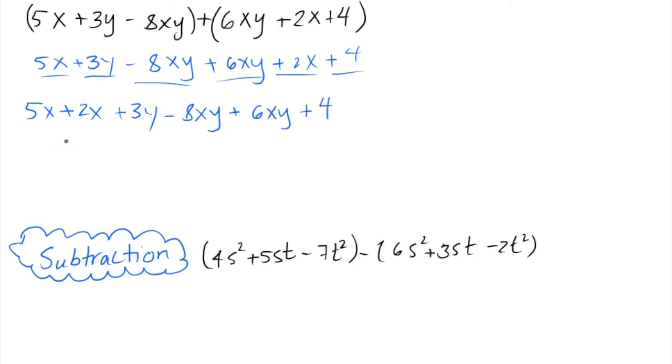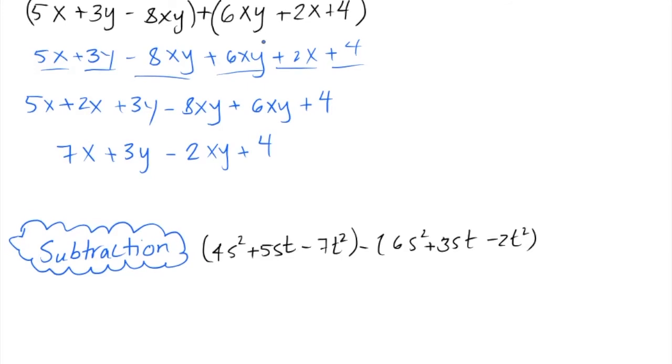So let's add the like terms. 5x plus 2x is equal to 7x. This one stands alone. Minus 8xy plus 6xy is negative 2xy, plus 4. And we have added these two polynomials. Now, let's move on to subtraction.